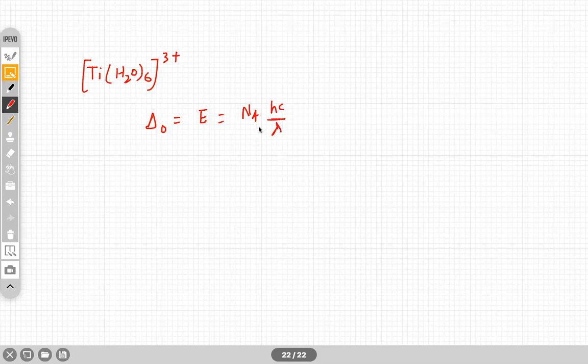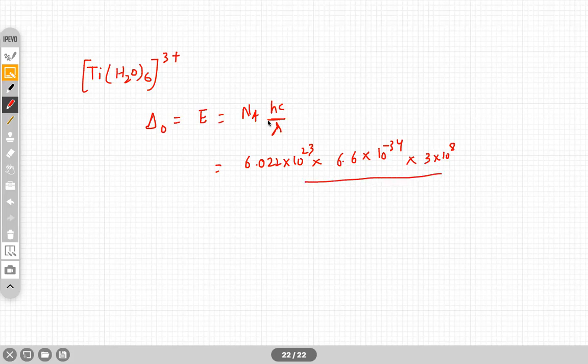So what wavelength it absorbs, that we know by the experiment, right? So when you substitute all the values, I'm giving you this fact here. Na value, 6.022 into 10 to the power 23. h value you know, 6.6 into 10 to the power minus 34 joule second. c is 3 into 10 to the power 8 meter per second. This is divided by the wavelength that this complex absorbs, which is 20,300 into 10 to the power 2 meter inverse.